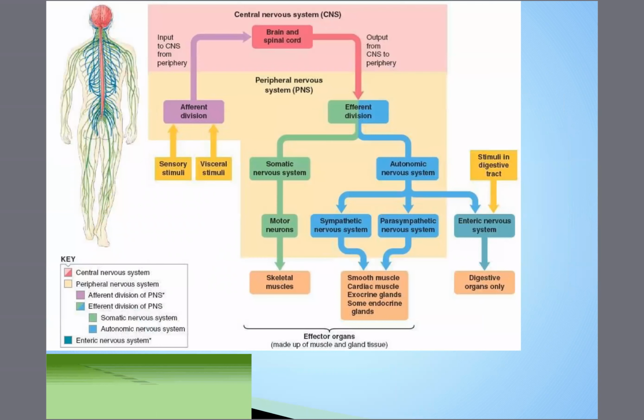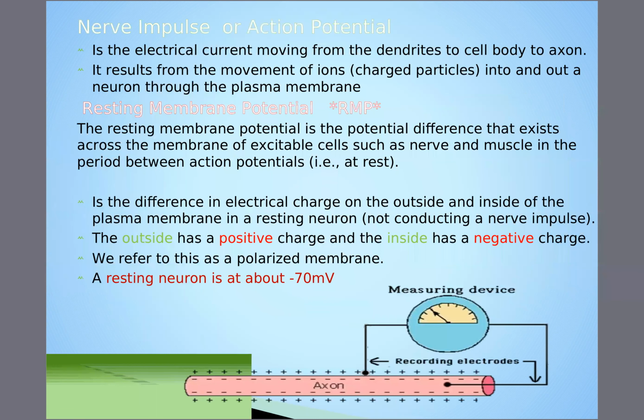Other slide. This slide was explained in the previous lecture, the division of the nervous system in general. Now let's go to the nerve impulse or action potential. The electrical current moving from the dendrite to the cell body to the axon results from the movement of ion charged particles into and out of a neuron through the plasma membrane.